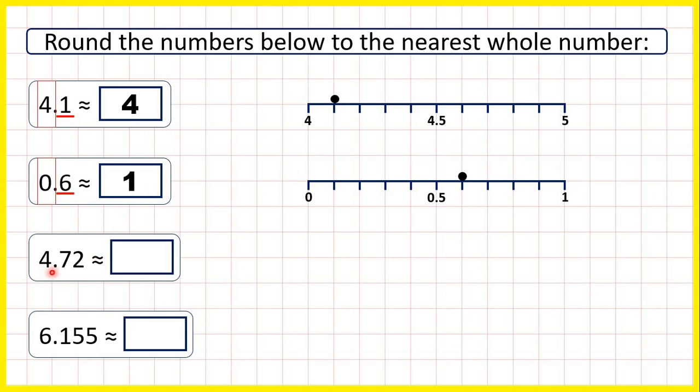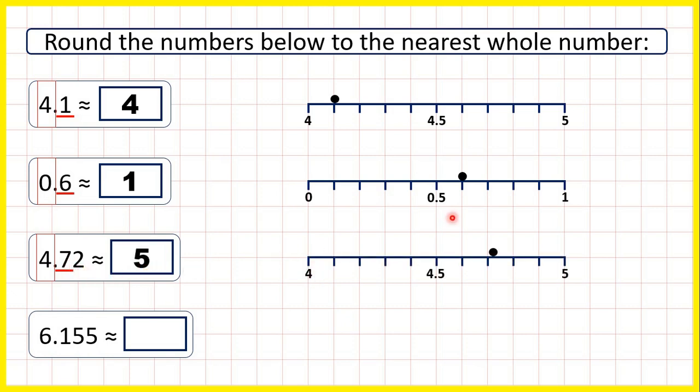Now we have 4.72. So we have 2 decimal places, we have 2 digits after the decimal point, but the hundredths digit doesn't make any difference when we're rounding to the nearest whole number. We do the same thing. So we find our ones digit and underline our tenths digit. Because we have 5 or more, because we have 7, we know that we're rounding up. So 4.72 rounds to 5.